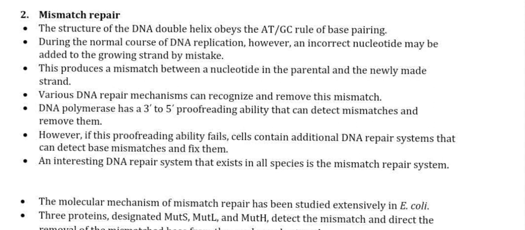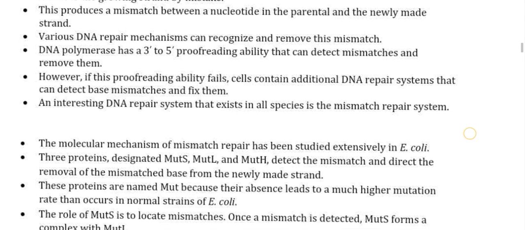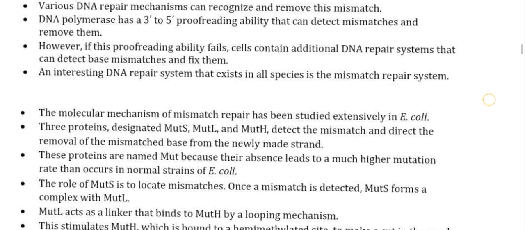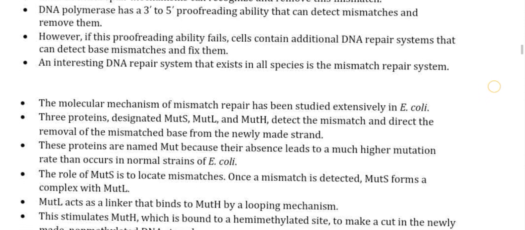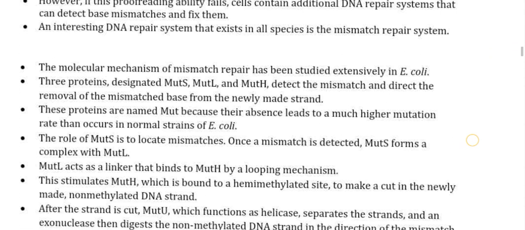This produces a mismatch between a nucleotide in the parental and a newly made strand. Various DNA repair mechanisms can recognize and remove this mismatch. DNA polymerase has a 3' to 5' proofreading ability that can detect mismatches and remove them. However, if this proofreading ability fails, cells contain additional DNA repair systems that can detect base mismatches and fix them.